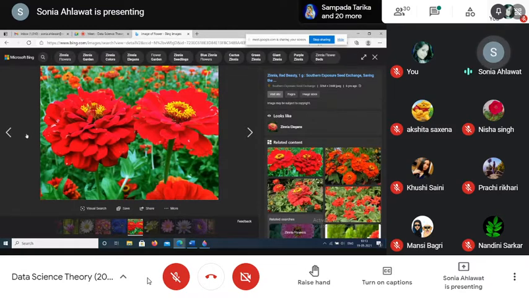Don't see what exactly it is being written. Just you yourself tell me whether you are aware of the name of this flower or not. Yes or no? No, ma'am, we are not aware of it. But by looking at it, by identifying some certain important feature, we get to know that this is a flower representation or it is a flower.